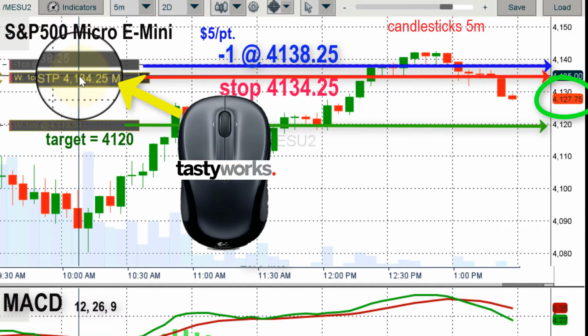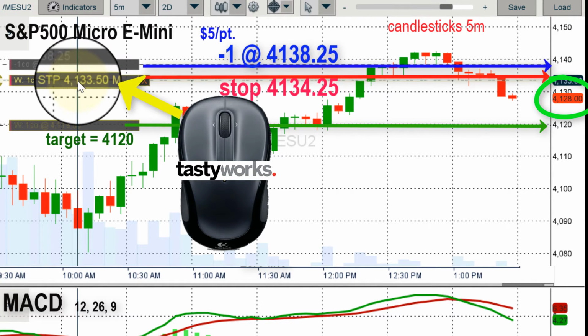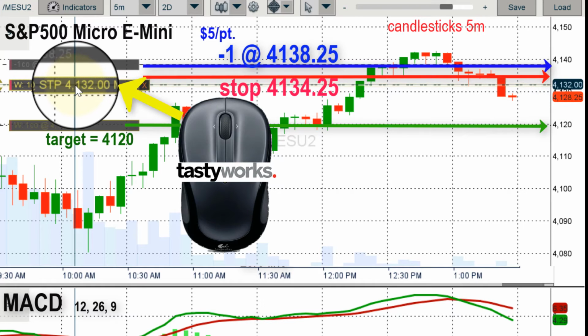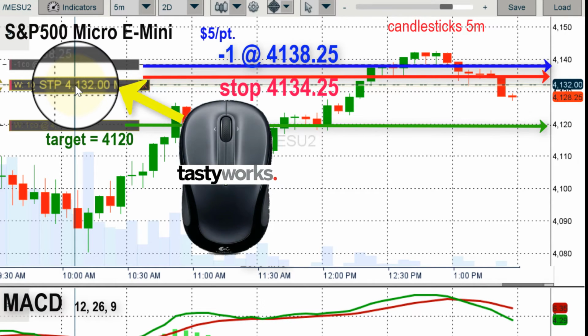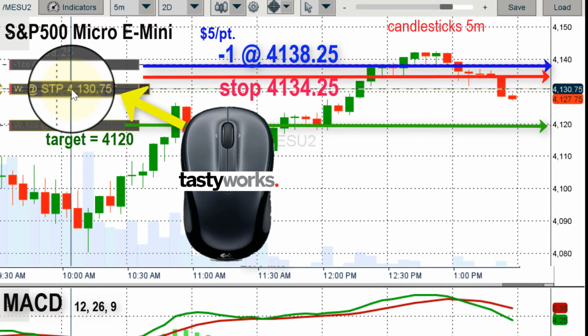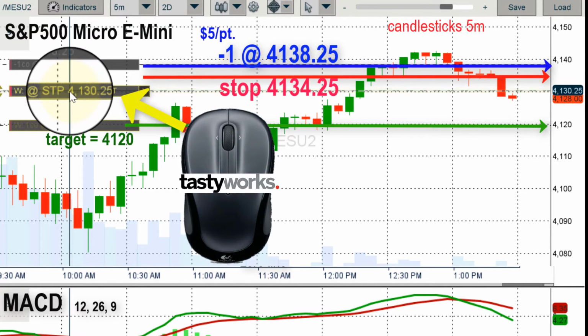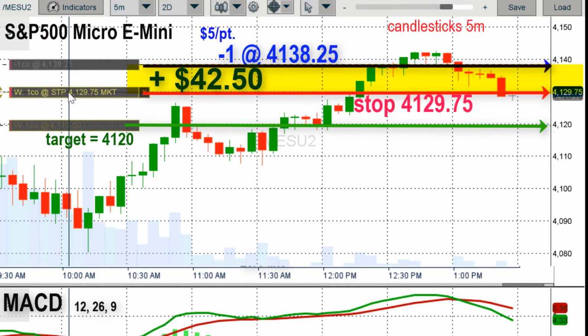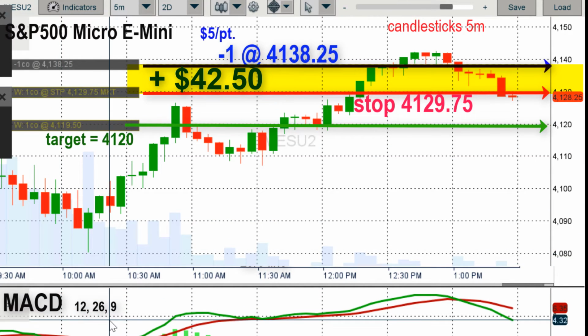And it's time to lock in some of these profits. I already have $20 locked in. Got my Tastyworks mouse and pull that stop down to pretty close to the trading price. I'm going to bring it all the way down to 41.29.75. And as you can see, that locks in a profit of $42.50 with my stop loss order.